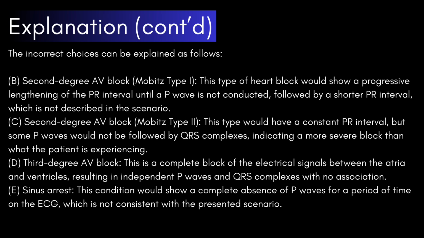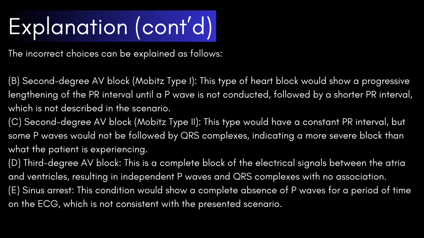This is a complete block of the electrical signals between the atria and ventricles, resulting in independent P waves and QRS complexes with no association. E, sinus arrest. This condition would show a complete absence of P waves for a period of time on the ECG, which is not consistent with the presented scenario.